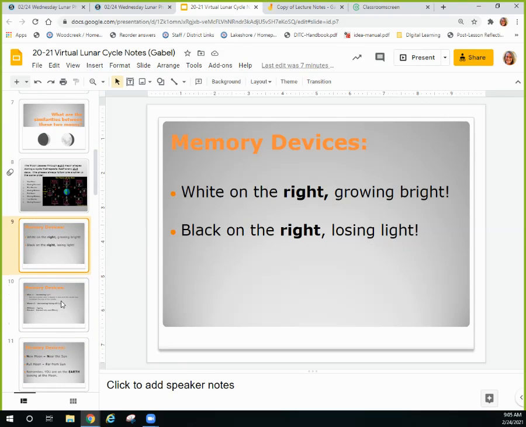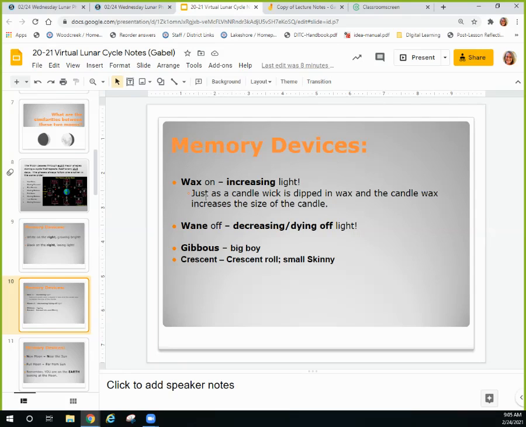Some other devices that we use, wax on, is increasing light. When you take a candle wick, which is like a flammable little rope, and you dip it in wax, the wax causes the candle to get bigger and bigger and bigger. Okay, so waxing is growing. It's increasing in light. You can even YouTube people making candles, and all they do is they take this string and they dip it in melted wax over and over and over until they get the size of a candle.